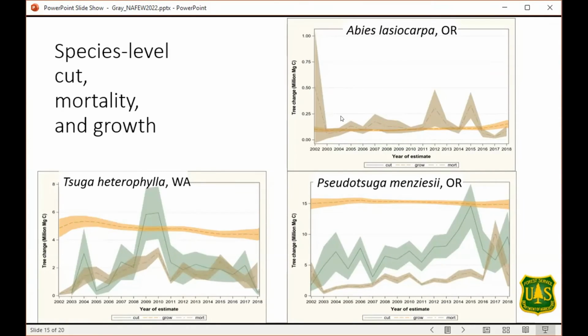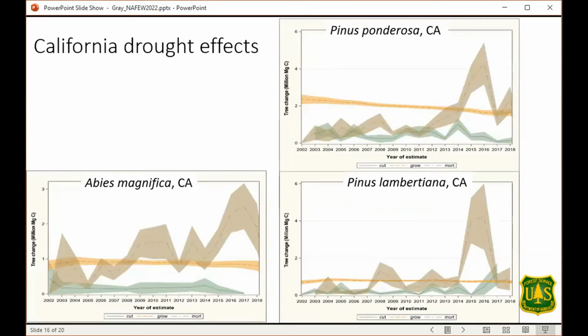And so I've got some examples here: subalpine fir in Oregon, where the mortality has basically exceeded growth in almost all the years in the record here. Western hemlock, where it's a little bit more variable, but growth levels tend to be lower in relation to mortality and cutting. And then Douglas fir, the big tree for Oregon, where growth tends to be quite a bit higher and seems to be fairly stable. Not a lot of trends seen in our data set so far in terms of that tree.